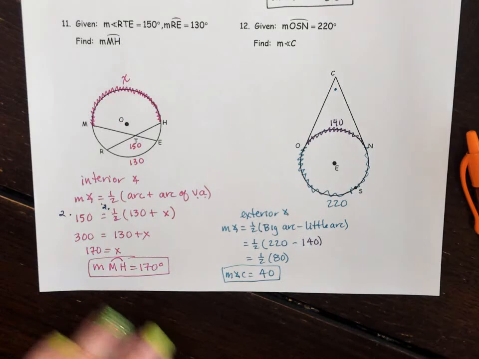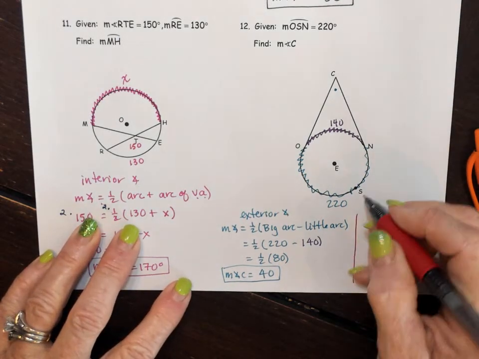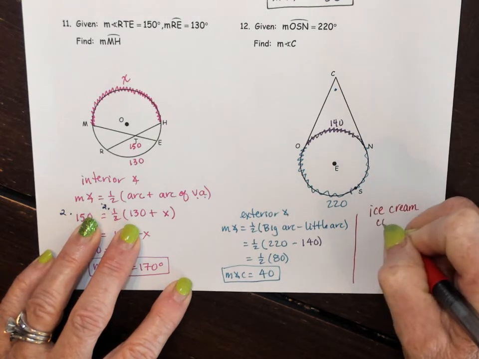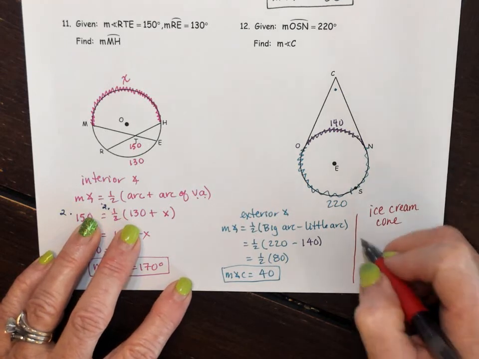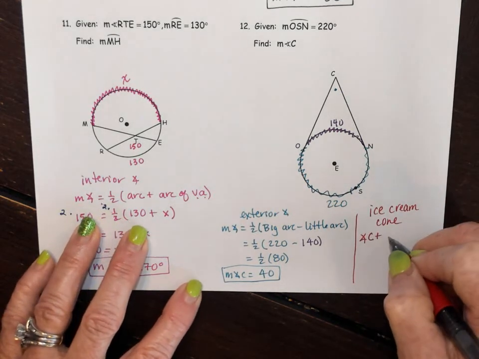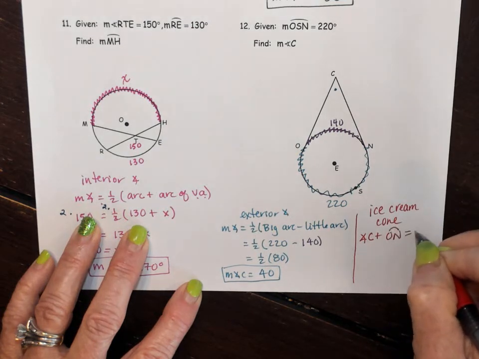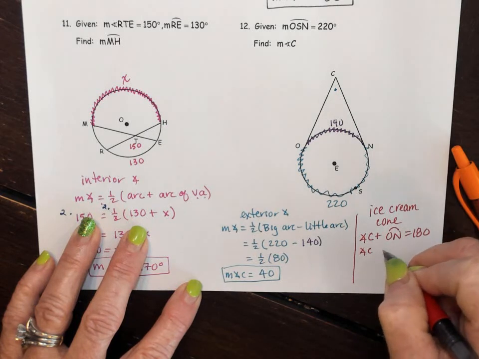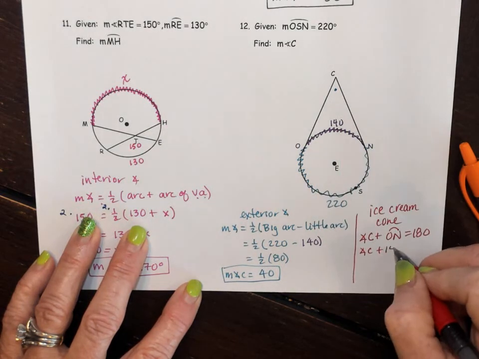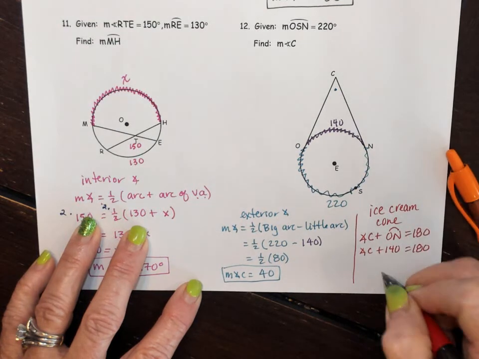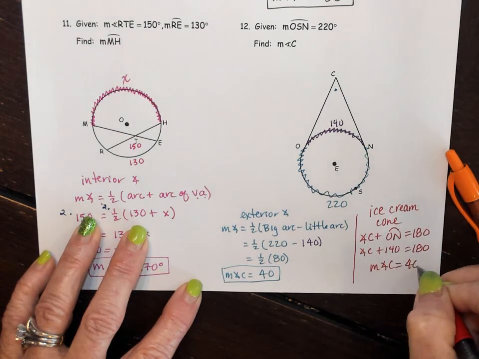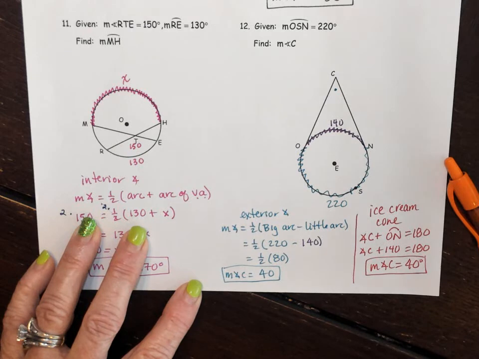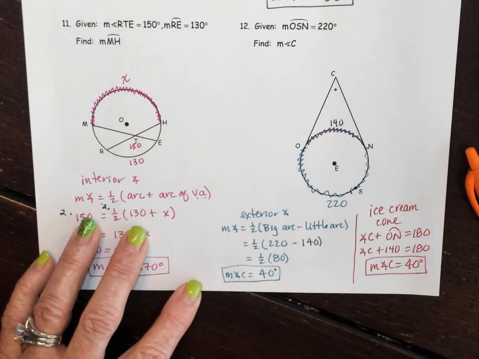That's one way. The other way is that this is an ice cream cone. It's an ice cream cone situation, which says angle C plus arc ON equals 180. We're trying to find angle C. Arc ON is 140. So measure of angle C is just 40. Either way works. Whatever makes you happiest, whatever you see.